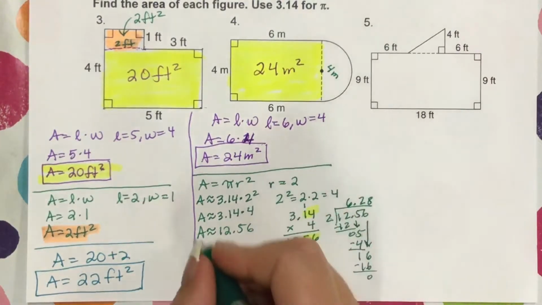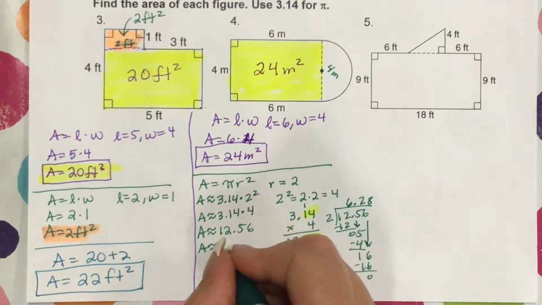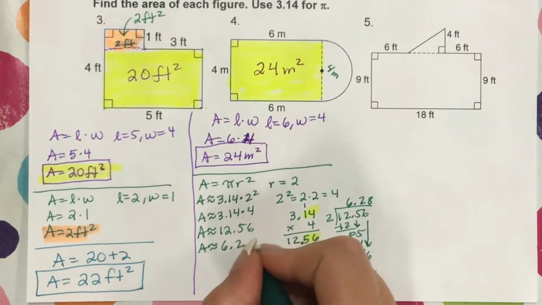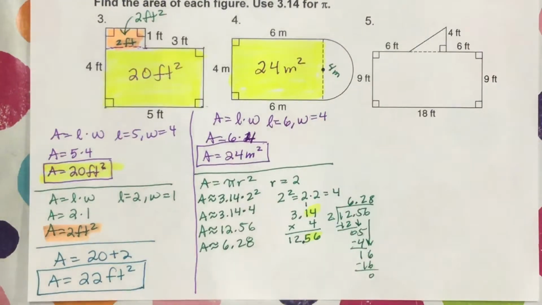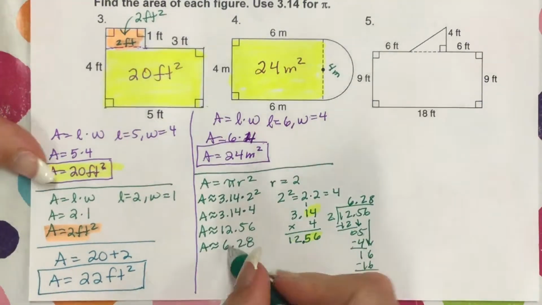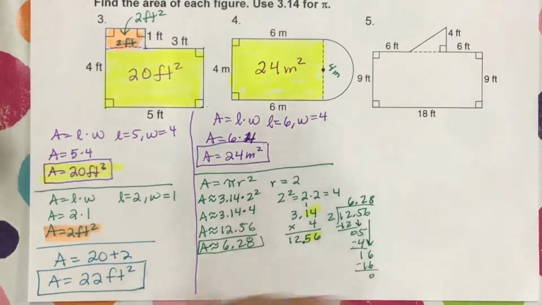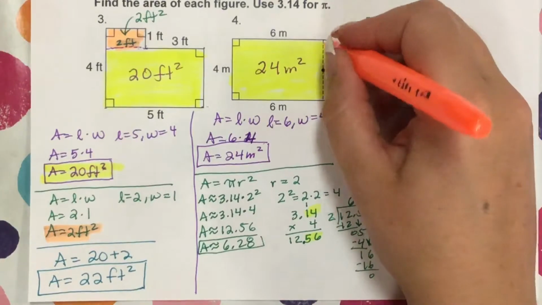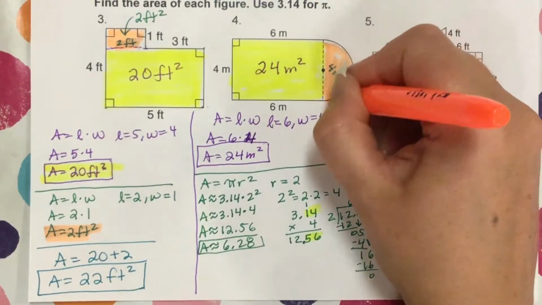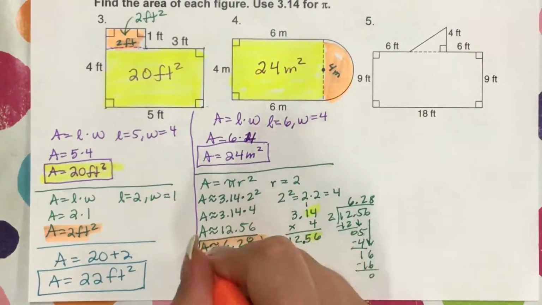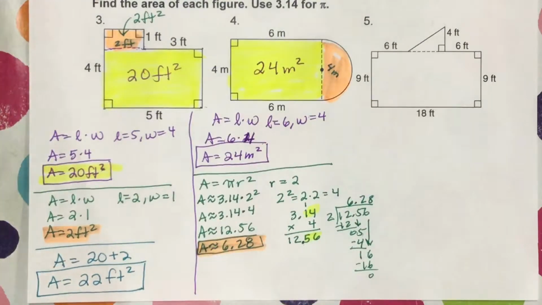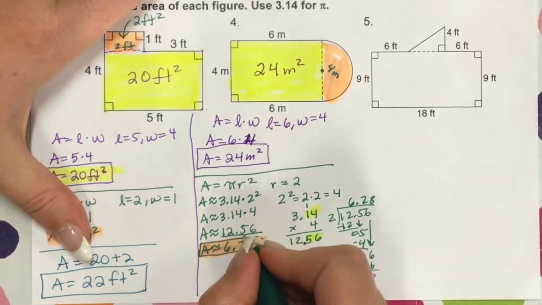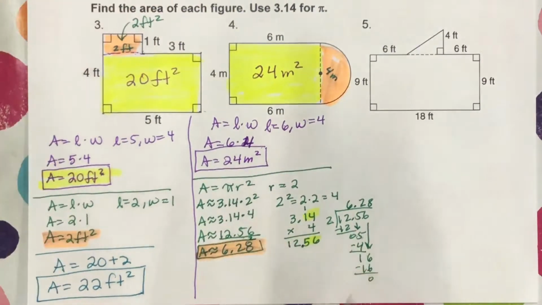So that is for the half circle. Area is approximately 6.28. Okay? And that is the area of that portion, which is equal to this half here, right there. And I guess I should have showed my work and just said, hey, we're taking this 12.56 and dividing it by 2. Look at that little mini 2. It's so cute. Okay, but we're not done.